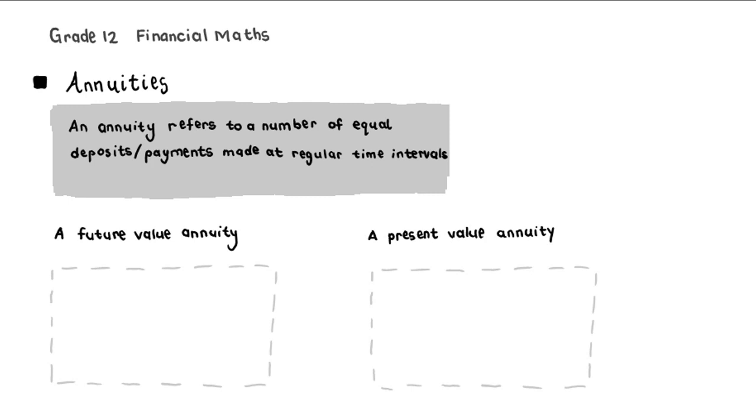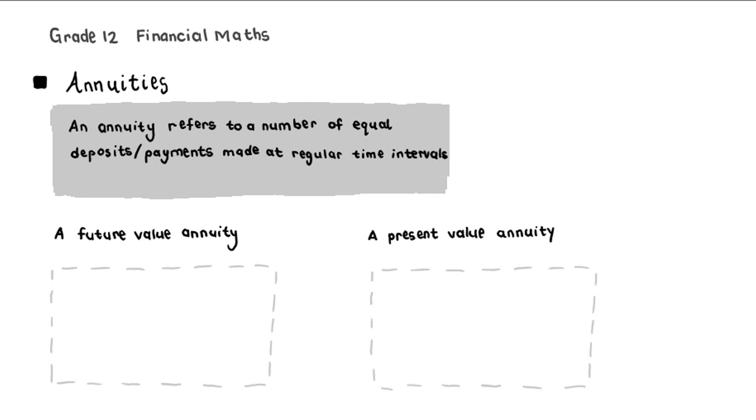So an example of future value annuities are your savings account, your investment funds, your pension fund, and your sinking fund. And examples of your present value annuities are things like your loan repayments, your mortgage bonds, which is your home bond, and your cell phone contracts. Those are present value annuities.